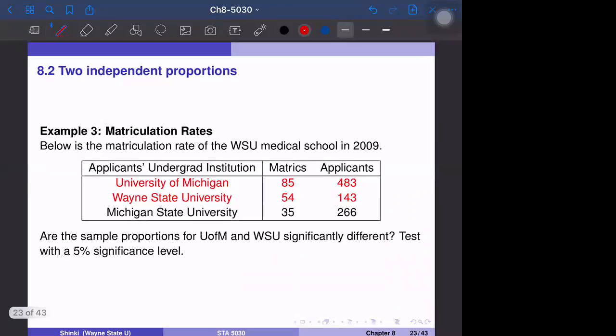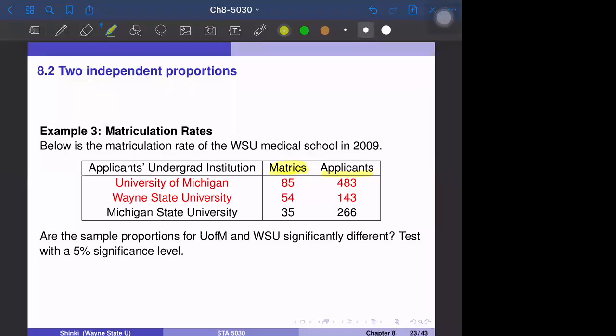And another example: matriculation rates. This was on the website at Wayne State. So now we don't have this kind of valuable data set for admission statistics for medical school. But okay, this is the matriculation rate of Wayne State University Medical School in 2009. So applicants and the actual number of students who entered the college, not necessarily admitted. Only a part of admitted students are actually enrolled in the college. So this is the enrollment, not really admitted students, but okay.